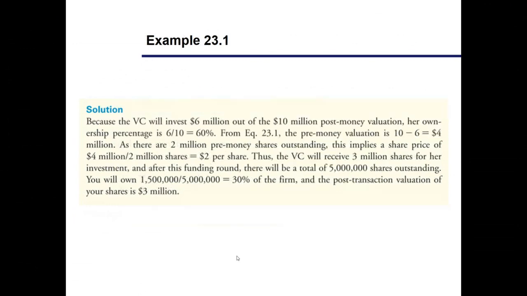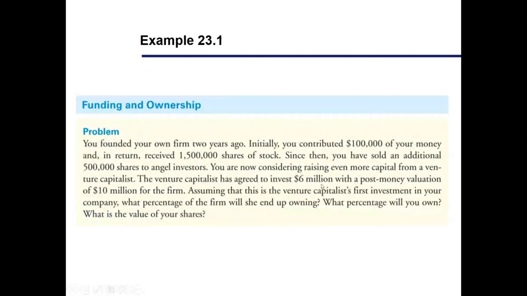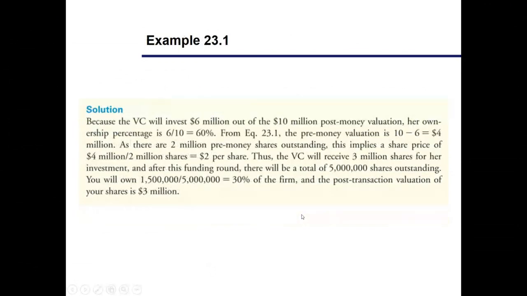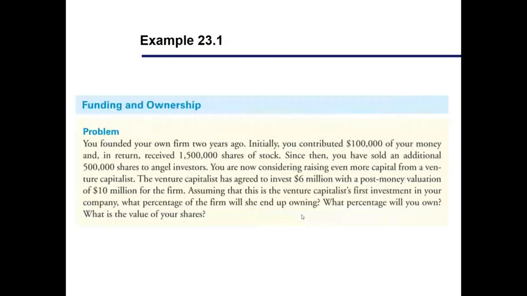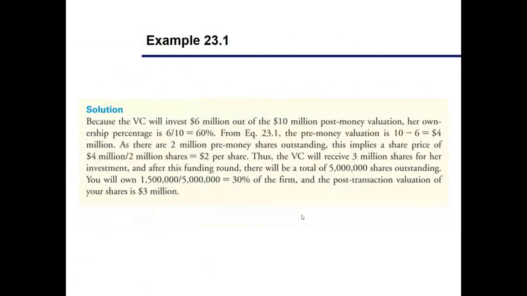Because the VC will invest 6 million, right? So the VC is going to have 6 million out of the 10 million post-money valuation. Therefore, her ownership percentage is going to be 60%. The pre-money valuation is 4 million. Okay, as there are 2 million pre-money shares outstanding, this implies that the share price is going to be $2 per share. Therefore, the VC will receive 3 million shares for their investment. And after this funding round, there's going to be a total of 5 million shares outstanding.